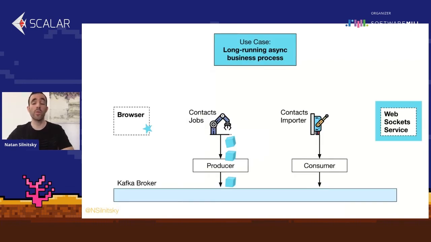So let's look at the use case. We're running a contacts importing task where the Wix site owner wants to import contacts from other locations, maybe their Gmail account. And this is a long-running async business process, right? Because there are a few services that are involved. We have the contacts job service that produces these job requests and puts them to Kafka. We have the contacts import service that actually will handle these job requests one by one in its consumer. And we have the WebSocket service that will be able to help us with our browser interactions.